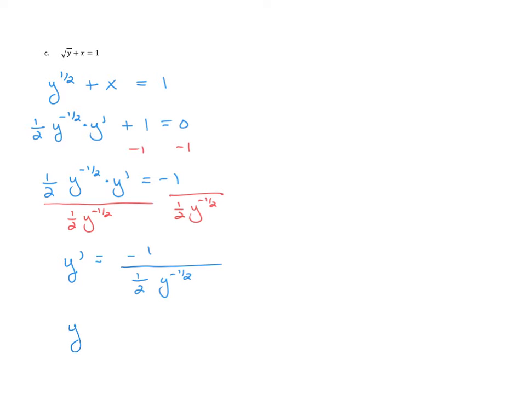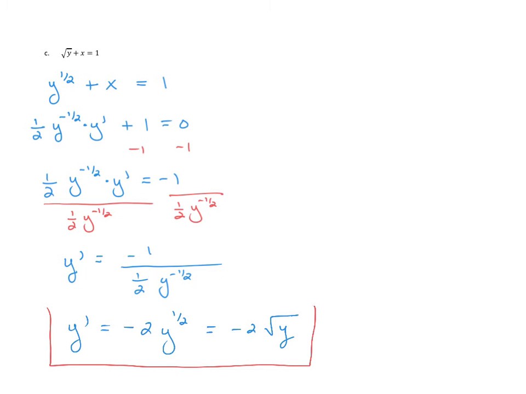So let's write this as y prime is equal to negative 2y to the 1/2. And if you don't want that 1/2 symbol, you could also put negative 2 the square root of y. Either is fine, and that is the answer by using implicit differentiation. Okay, well, what about taking this equation and solving for y?